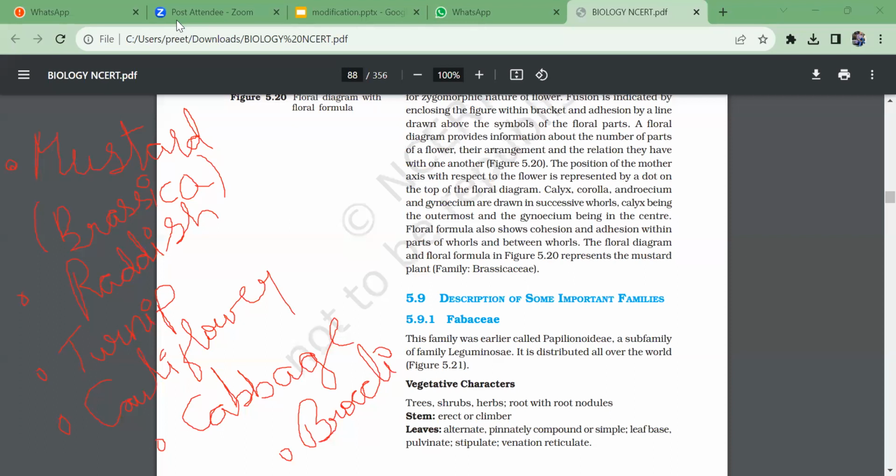Done, ma'am. Okay. Shall I erase? Everybody done, no? Because I'm doing annotation, so it will be carried to the next page also.